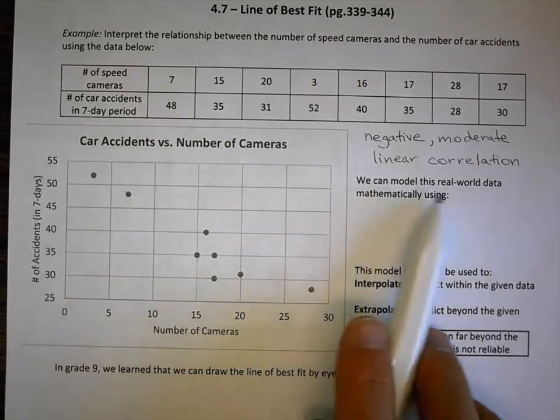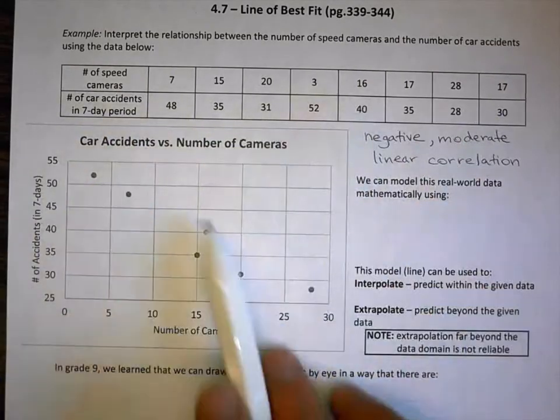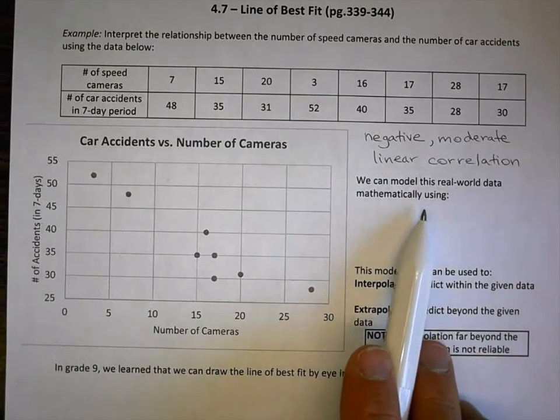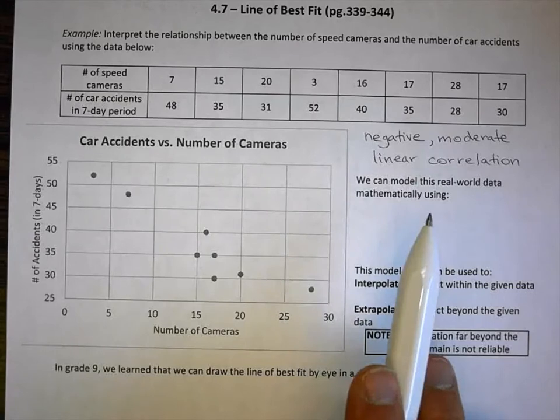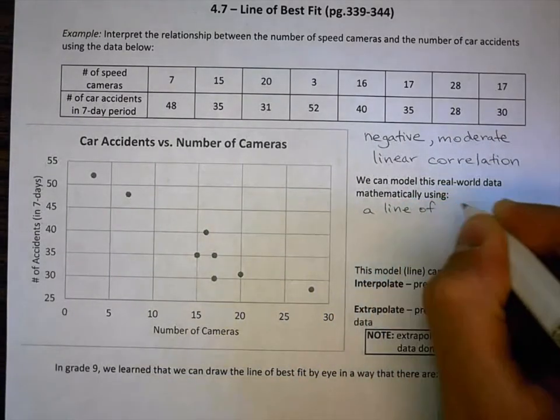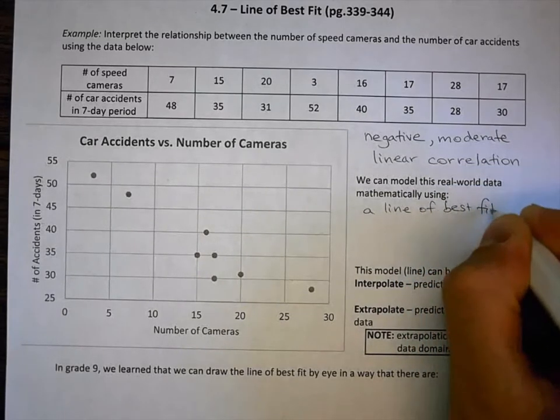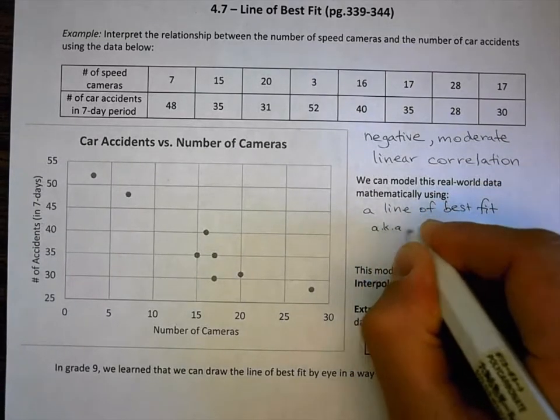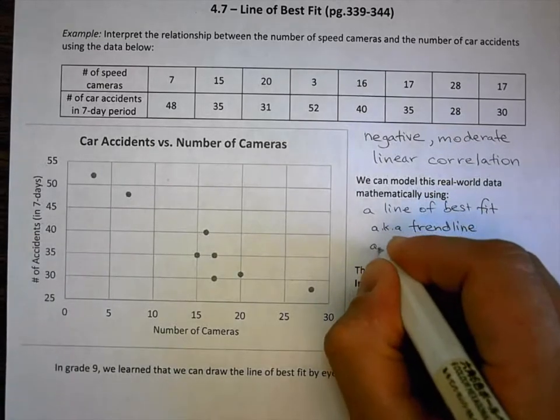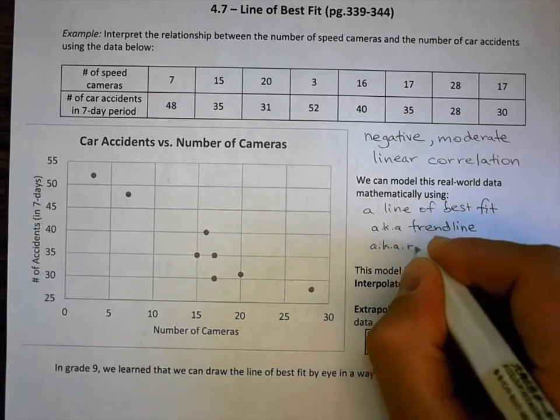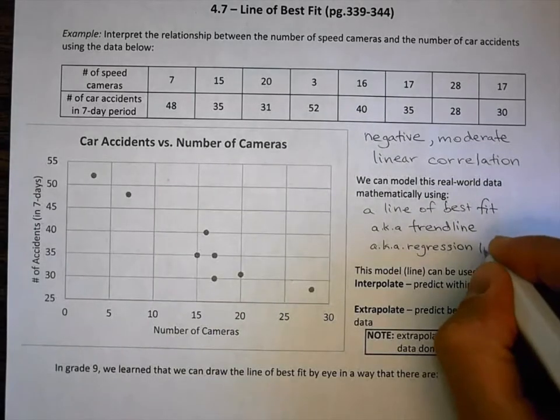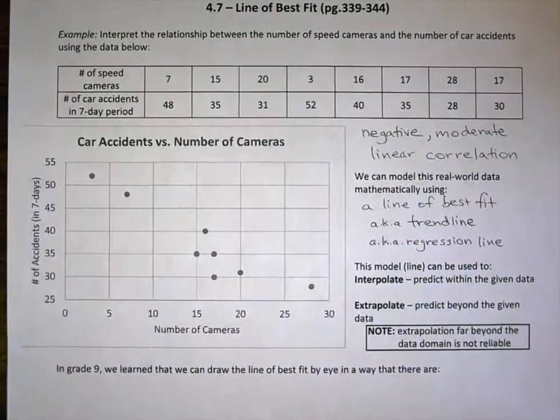So the way we can model this data, remember this is real world data, it's a bunch of dots, it's not perfect. But when we model things in the math world, we want to use some sort of equation, some sort of line so that we can make predictions. The way we do this is we draw a line of best fit, which is also called, aka, a trend line. This is the term you would see, especially if you use Microsoft Excel, and also known as a regression line. This is the kind of big kid word we're going to be using in IB math, the regression line, not the line of best fit.